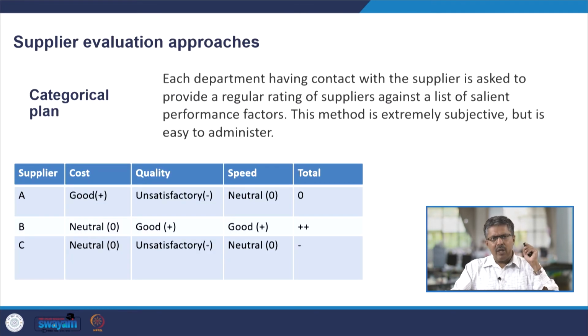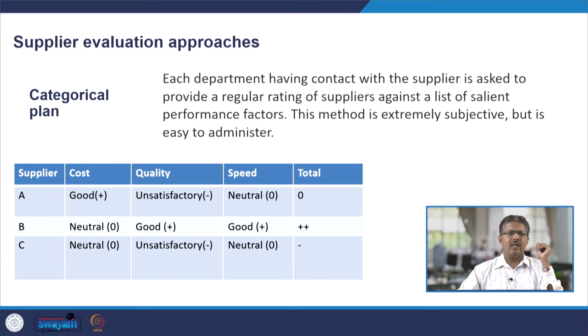Now, how is the supplier evaluation done? So, there are few methods. For example, the first method is called the categorical plan. Now, very simple, subjective in nature. Here, what is done, each department having contact with the suppliers is asked to provide a regular rating of the suppliers against a list of salient performance factors. This is subjective, but it is easy to administer. So, if you are running short of time or something, you can administer this.